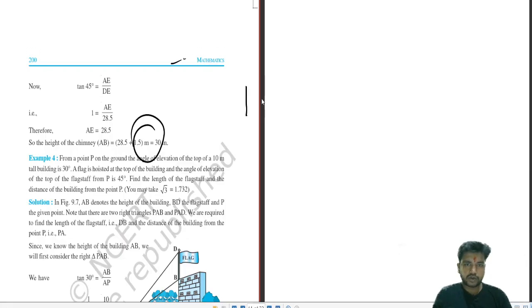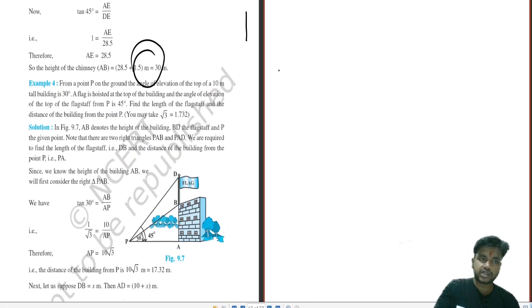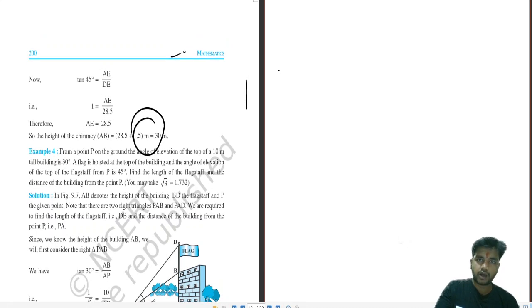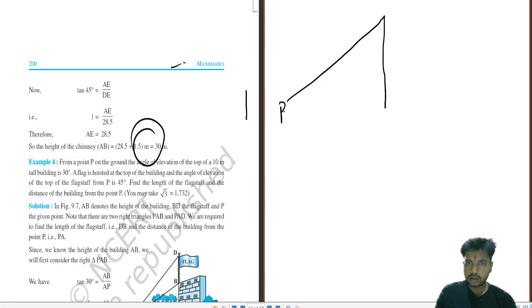Moving on further with the next question. Now see, there is a difference of question. Now this sum will be solved by us. Okay, so we can use the whole page since the question is from very below. Over here. From a point P on the ground, the angle of elevation of the top of a 10-meter tall building. Let us take this point P on the ground. The angle of elevation of the top of a 10-meter tall building. This is a 10-meter tall building.